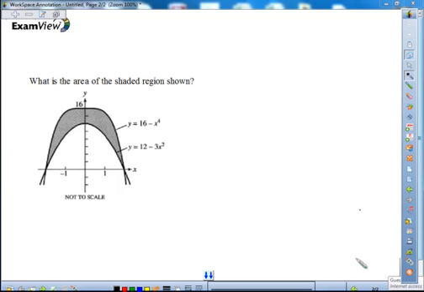This is the Unit 6 review for Calculus BC. Problem number 1 asks: what is the area of the shaded region?